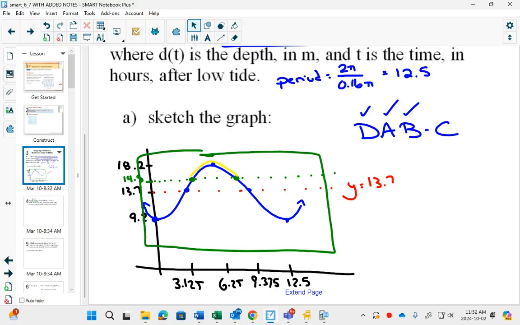So to do that on your graphing calculator, first of all, it's important that we graph it by hand first, because we know what we want to see. Do you see that you want to see past 18.2 on the y? And I want to see past 12.5 on my x.